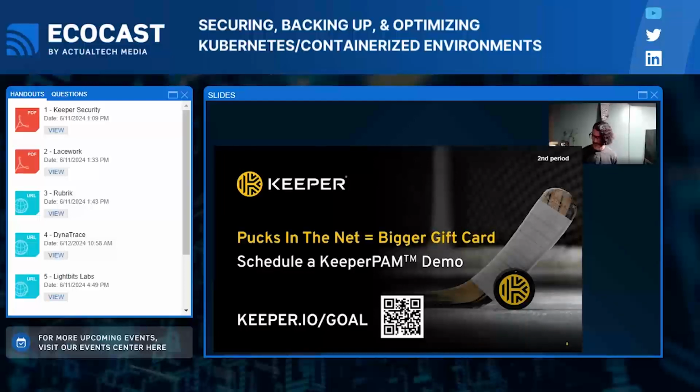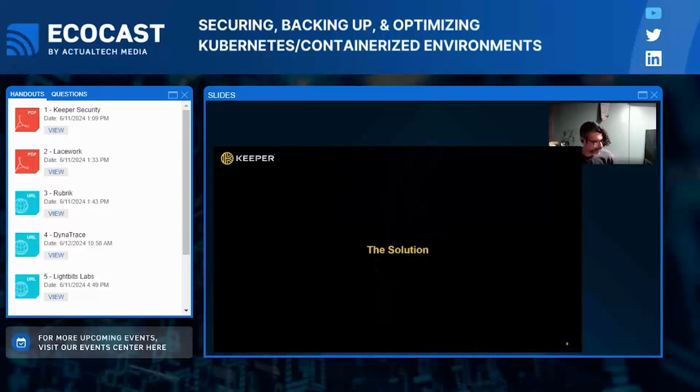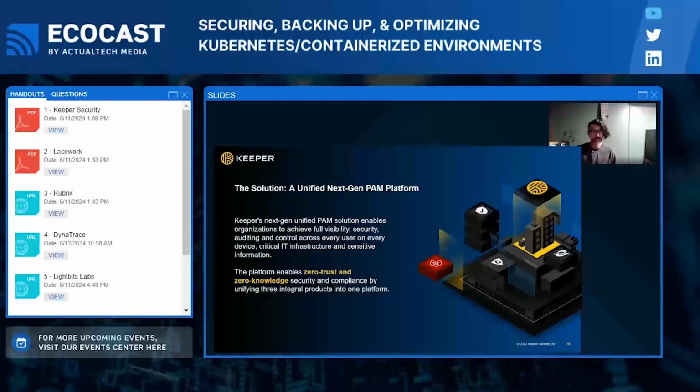Let's keep on moving on into this PAM space, this DevOps, DevSecOps, what they're looking for, what they're trying to simplify. What's the solution? Let's check out the solution. The solution is the unified next-gen PAM platform. And this is exactly what Keeper has to offer. Keeper's next-gen unified PAM platform enables institutions to get into that PAM space and have full visibility, security, and auditing over every aspect of the infrastructure.